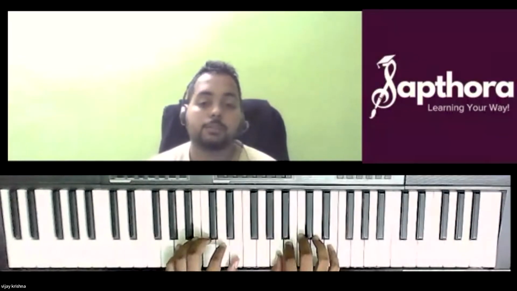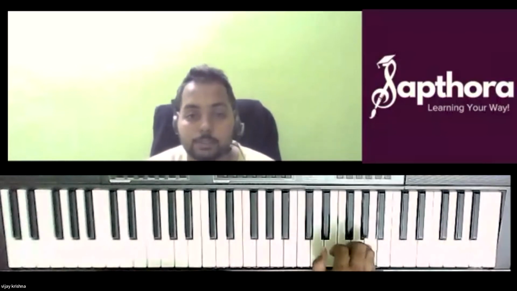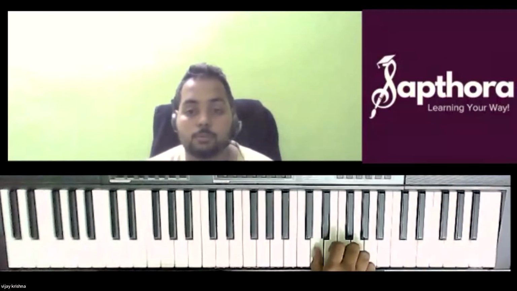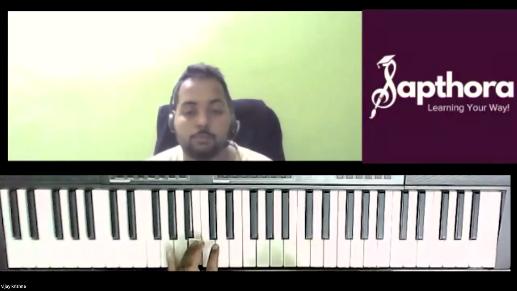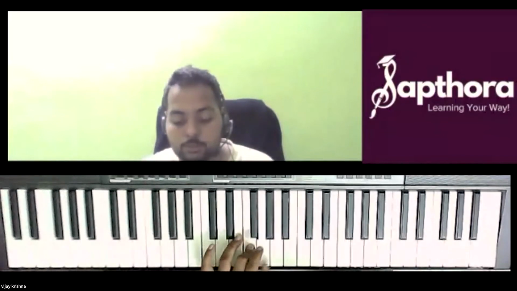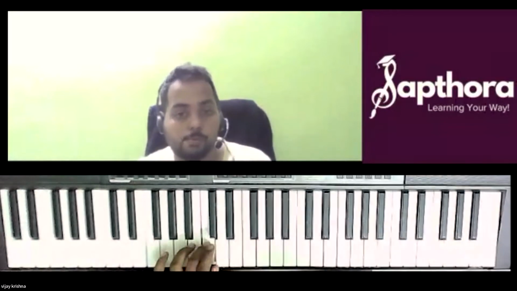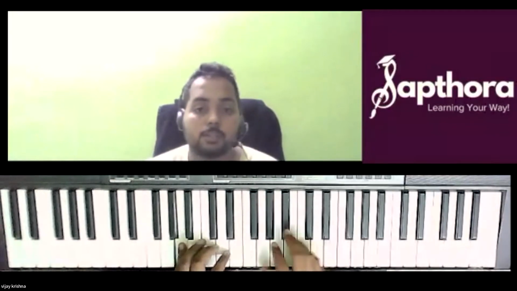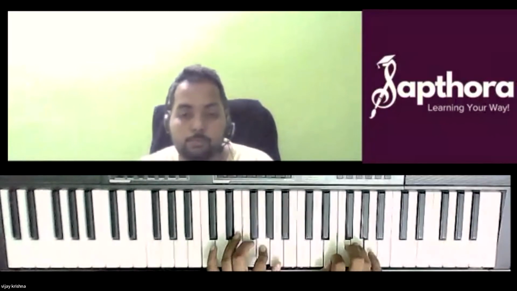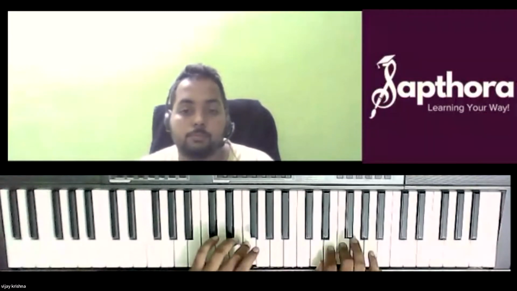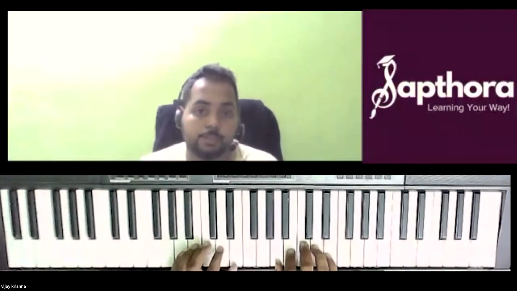So right hand is like 1, 2, 3, 1, 2, 3, 4, 5. And 5, 4, 3, 2, 1, 3, 2. And when you go to the left hand, 5, 4, 3, 2, 1, 3, 2, 1, 1, 2, 3. So both hands together, it looks like this. So it looks like this, and you can play it faster.